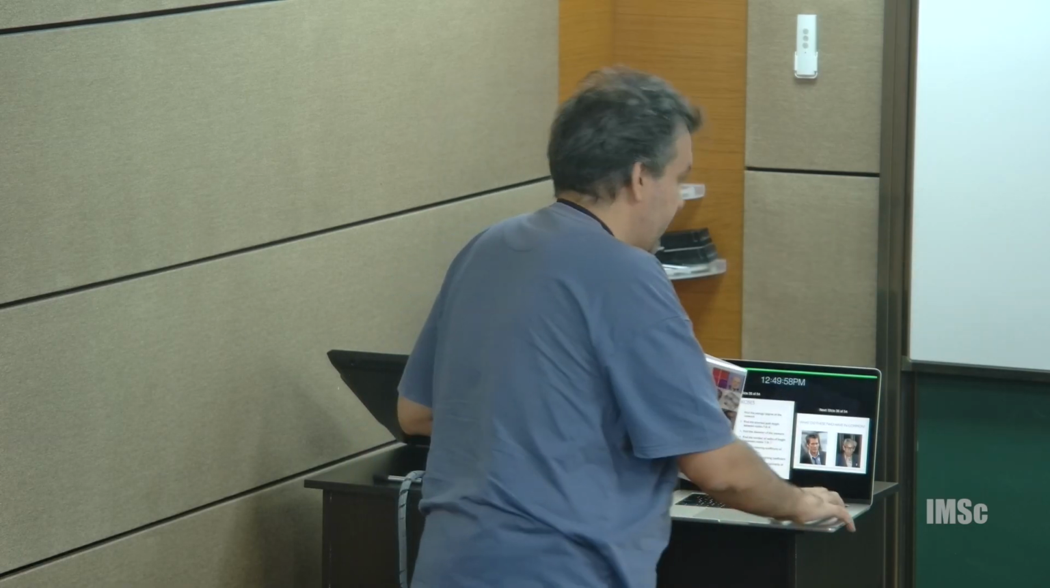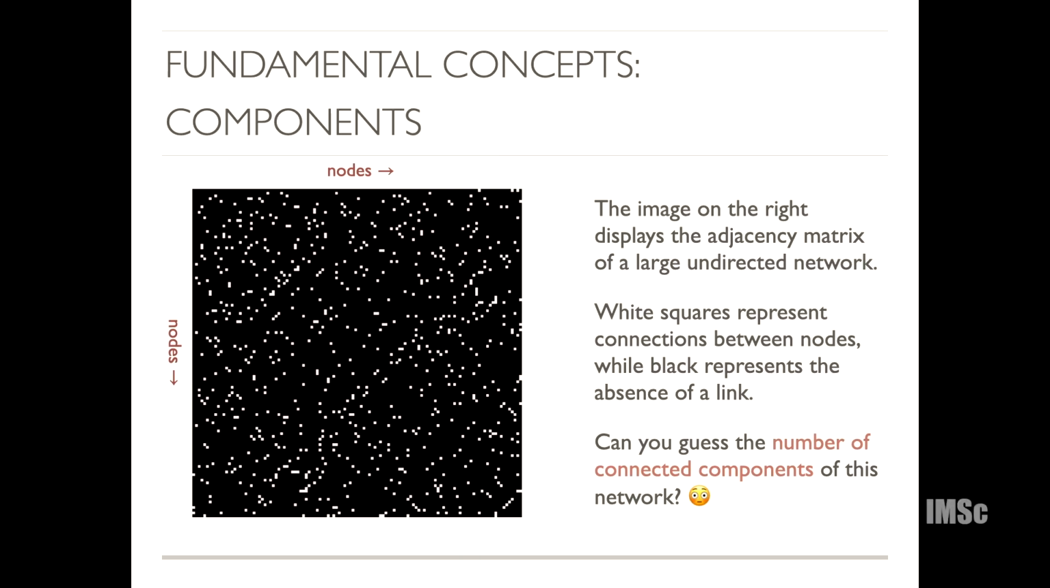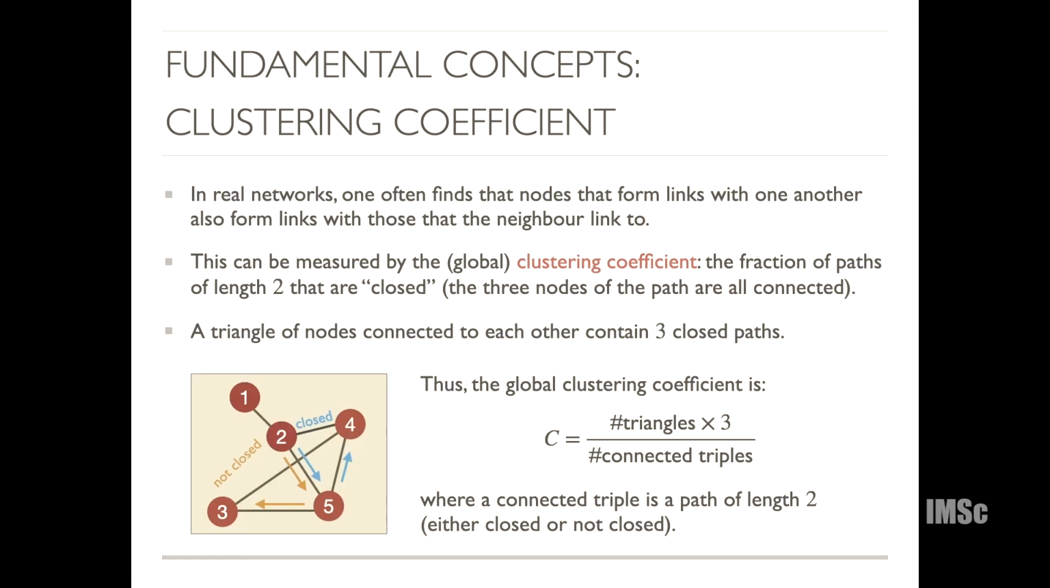So the answer to that is basically you have two triangles, right? Let me go back to the definition of the global clustering coefficient. So that's the definition: 3 times the number of triangles divided by the number of connected triples, and a connected triple is basically any path of length 2, which is either closed or not closed, right?